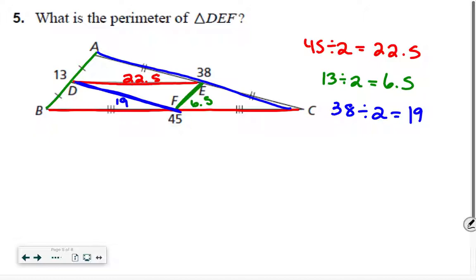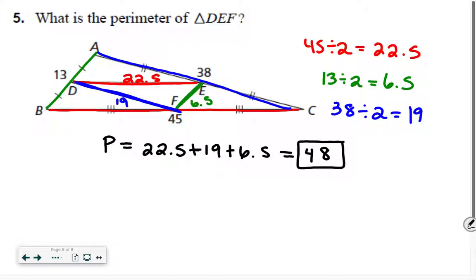Perimeter of the little triangle DEF. So, Lakin, how could we now go about finding the perimeter of triangle DEF? Okay, adding what together? 22.5, 19, and 6.5. Very good. 22.5, 19, and 6.5. And Aaron, let me know what you get when you add those 3 together. 88. Very good.